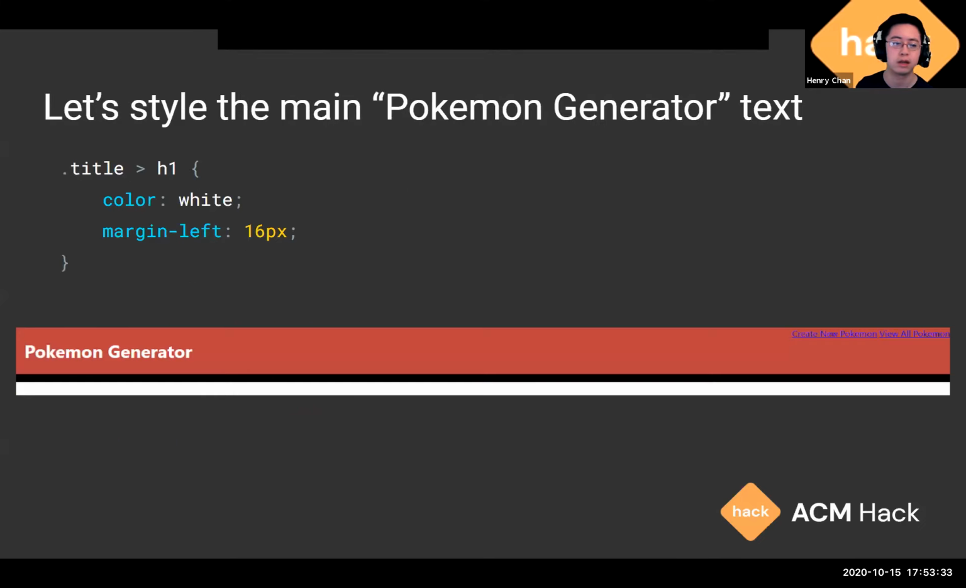An example of this would be using the right angle bracket to style the main Pokemon generator text. What this is going to do is change the color of any H1 element that is the child of title. So for this, we are changing the Pokemon generator text to white, as well as adding a left margin of 16 pixels so that it's not directly against the left side of the page.